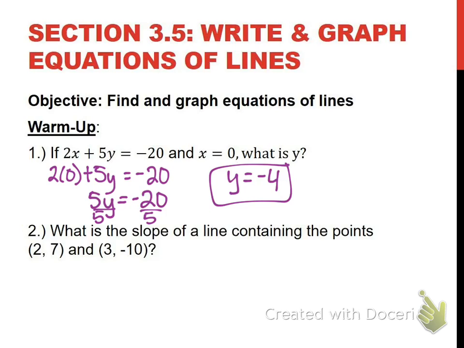Number 2, what do we get as our slope? -17 over 1. Okay, do we all agree with that? We should have done something like take -10 minus 7 and 3 minus 2. And I agree, -17 over 1 or just -17 looks good. Make sure you're taking y minus y on top, x minus x on bottom.